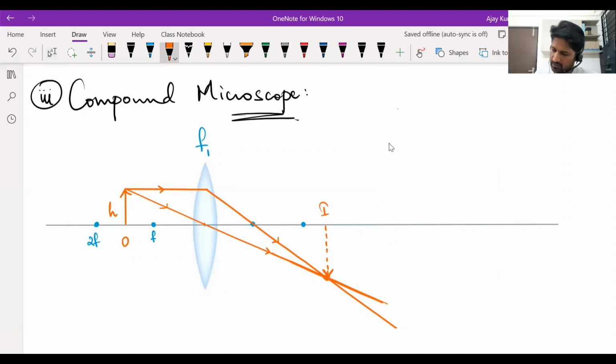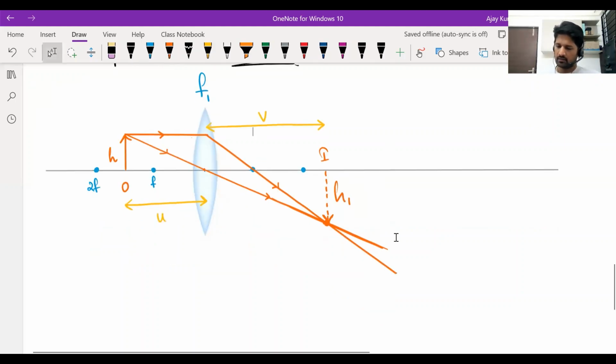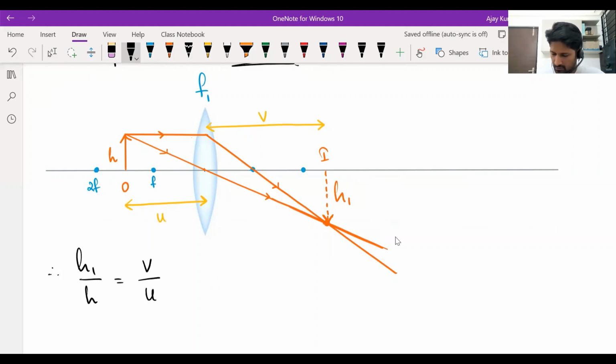The first lens has produced a magnified image. Let's say the image height is h1. Object height is small h, as you can see. And this distance is the object distance, and this distance is the image distance, clearly. Then we can say that h1 by h is equal to v divided by u. Basic magnification produced by a lens. Linear magnification. Height of image by height of object is v divided by u. Is this clear?